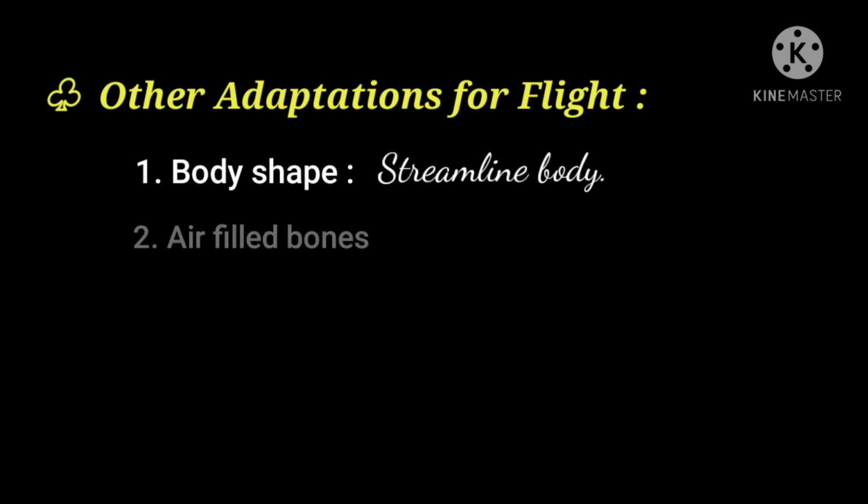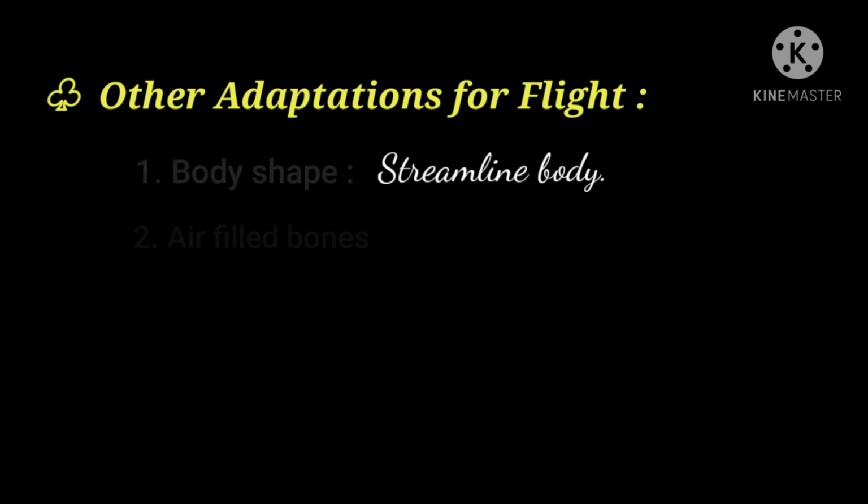Number 3, their bones. The bones of birds are very light in weight because their bones are filled with air. These air-filled bones minimize the weight of their body, so that they can easily lift their body weight within the air. So this is about the flight of birds.